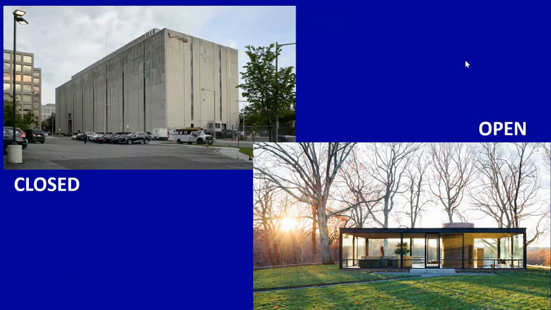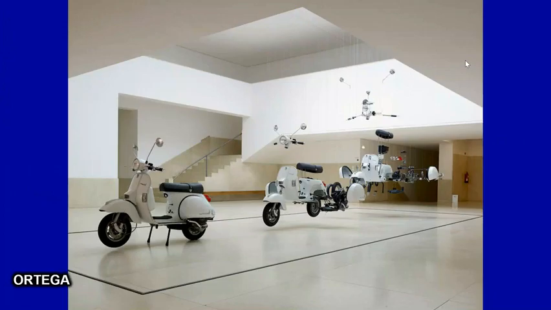So we're going to think about the difference between closed and open. You can see these two buildings. The building on the left is closed because you cannot see inside. It's not welcoming. It looks very intimidating. But the one on the right is very open. It allows you to see inside, and so it's inviting for you to come in.